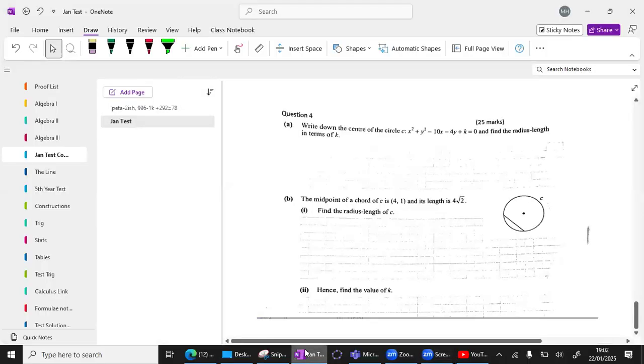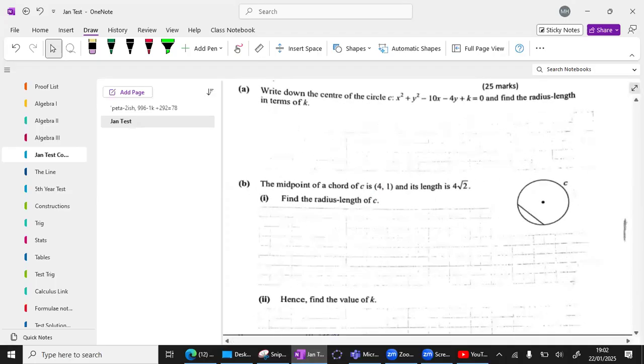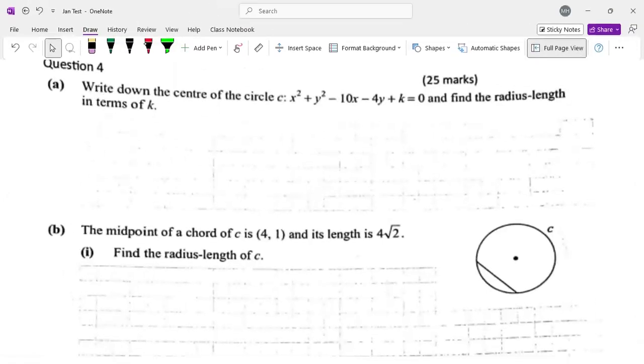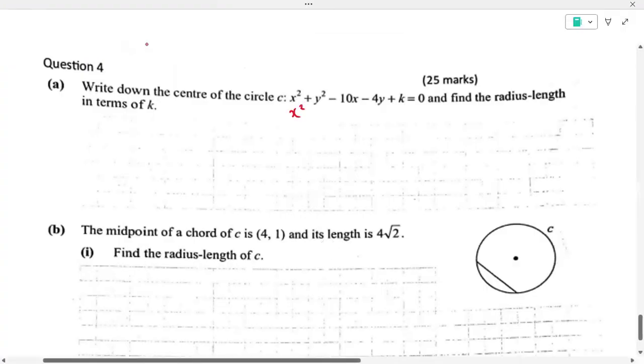Okay, and we now have the circle. So write down the center and the radius of the circle. So anything to do with the circle, we should already be looking on page 19 of the log tables. We've been given the equation. So what I'd really do is just underneath, I would write down my formula for the equation of any circle.